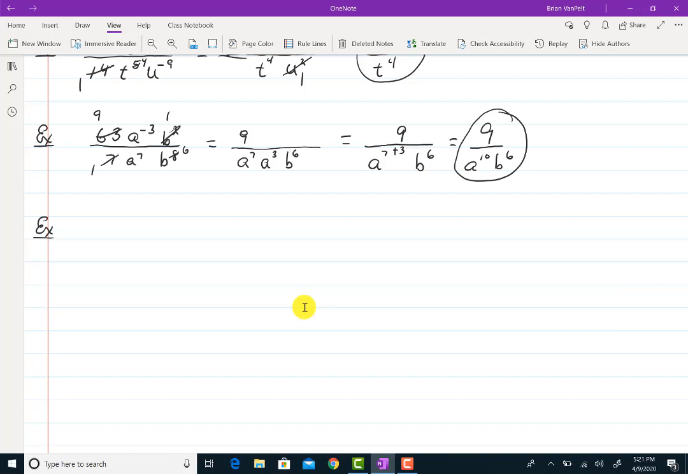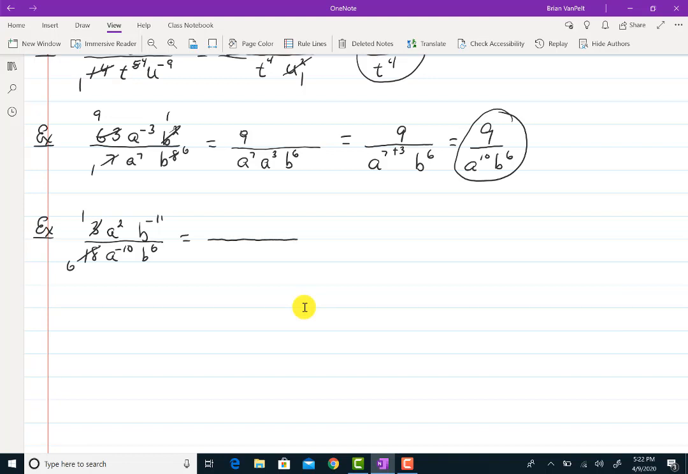For my next one, we'll do 3a squared b to the negative 11 all over 18a to the negative 10 b to the 6th. So the only thing I'm going to do right at this moment is I see that 3 goes into 18 6 times. Everything else has positive and negative exponents still hanging around.